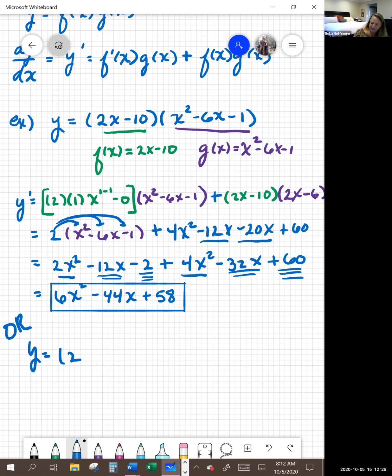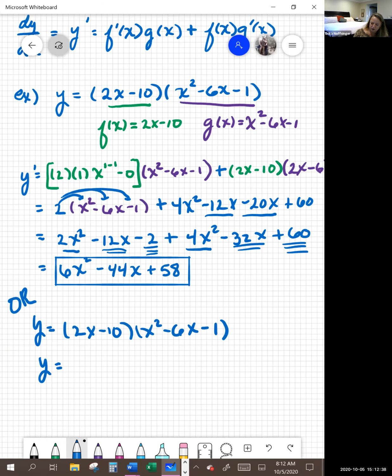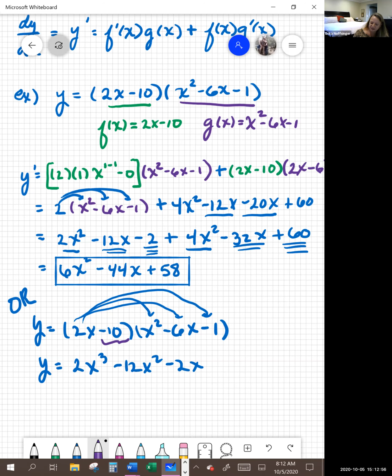Or we could have said, okay, 2x minus 10 all times x squared minus 6x minus 1. Before we took the derivative, we could have expanded this. So this is 2x cubed. 2x times negative 6x is negative 12x squared. 2x times negative 1, so minus 2x. And then distribute the negative 10. So negative 10 times x squared is minus 10x squared. And negative 10 times negative 6x is plus 60x. And negative 10 times negative 1 is plus 10.